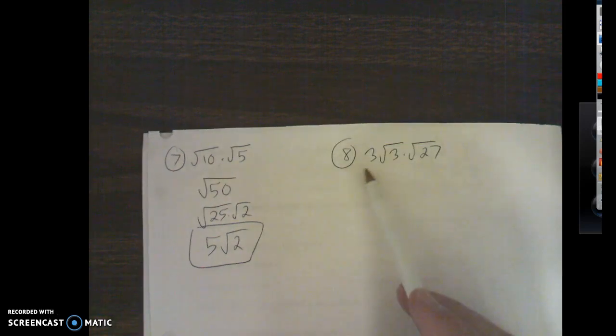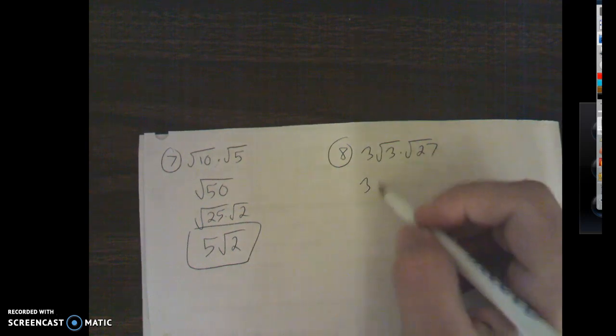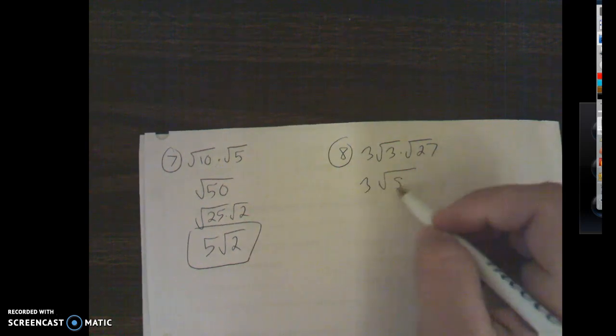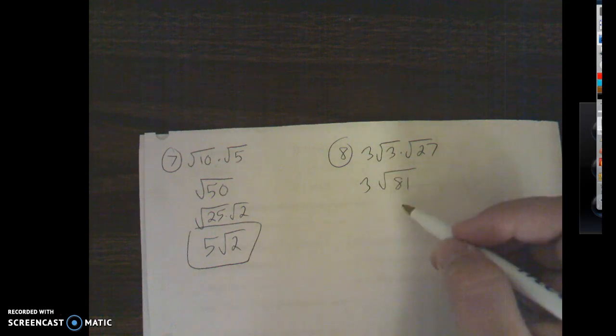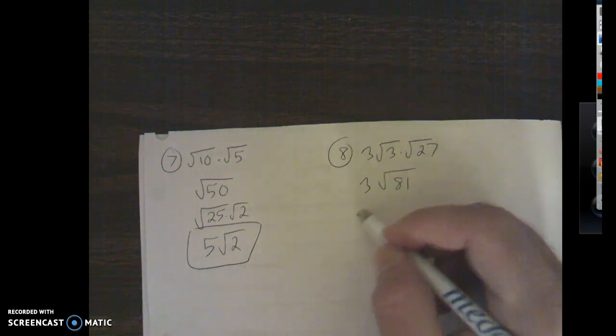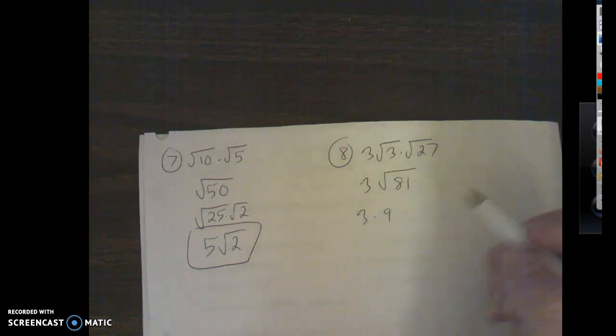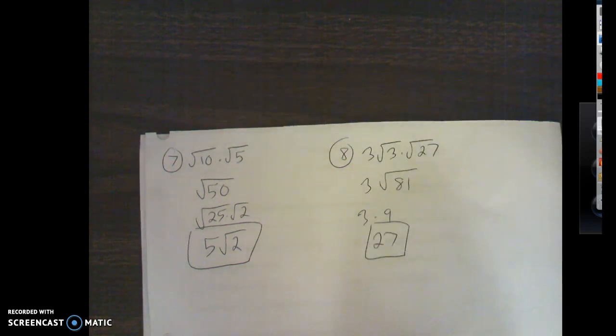8, I've got a regular 3 that's going to stay there, but underneath it I've got 3 times 27, which if I do a little bit of multiplication will give me 81. Alright, well I'm looking to break this down. The perfect square that can go in 81, well actually it just breaks down to become 9. So 3 times 9, 27. You're all set. Okay.